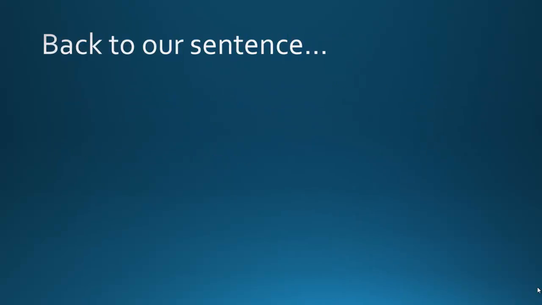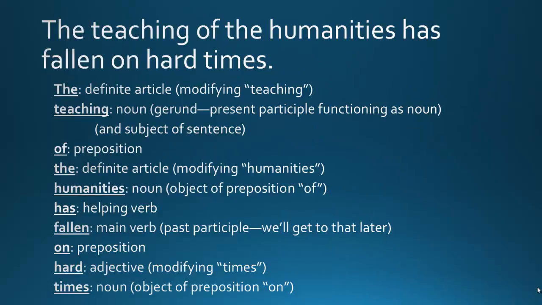Alright, now coming back to our sentence. Let's take a look at everything we have going on here. The is a definite article. It's modifying or describing teaching. Okay? Teaching is a noun. We call this particular type of noun the activity noun, a gerund. That's the present participle functioning as a noun. And in this case, it's also the subject of the sentence.